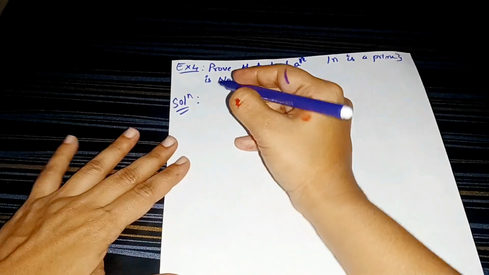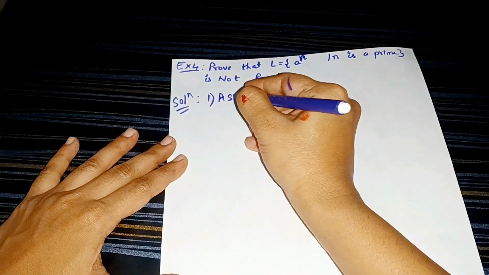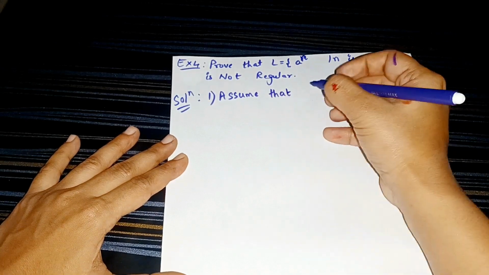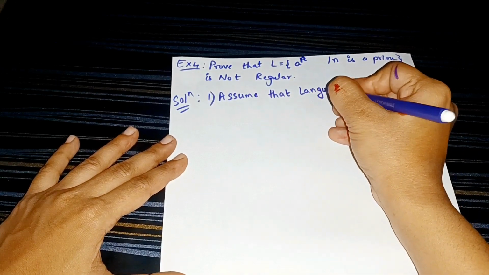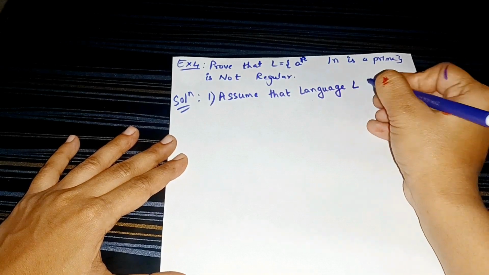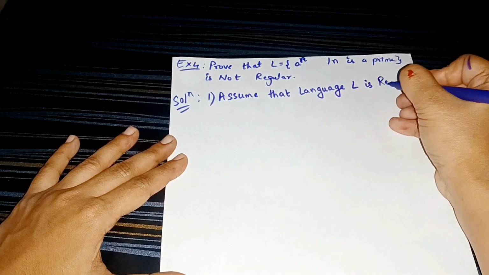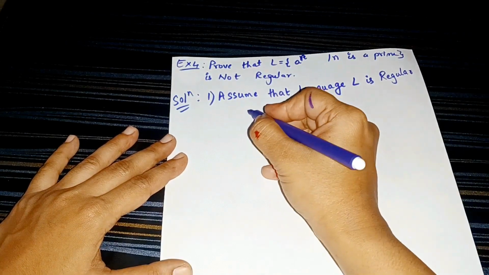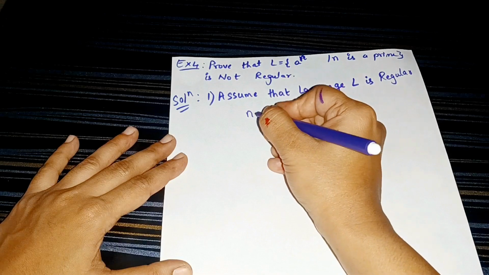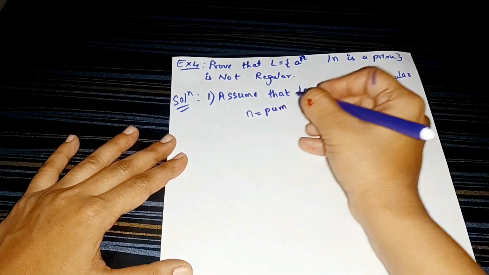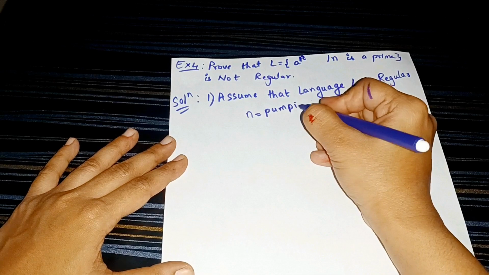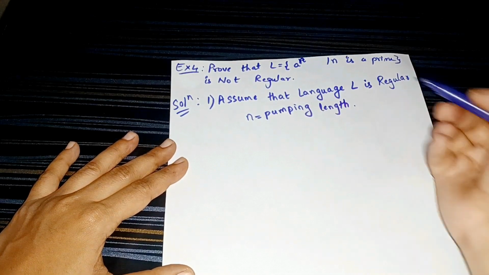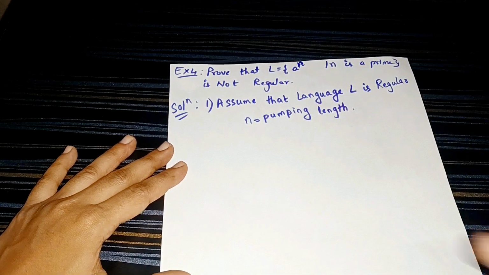So our first step is assume that language L is regular, and here N is equal to pumping length. N is nothing but your pumping length. Okay. Next.